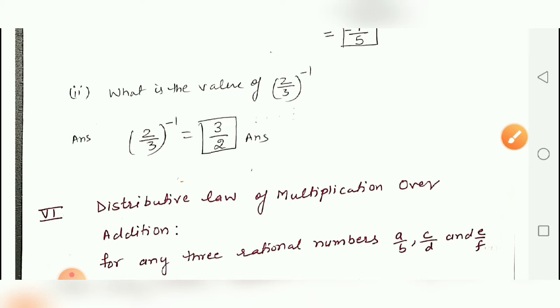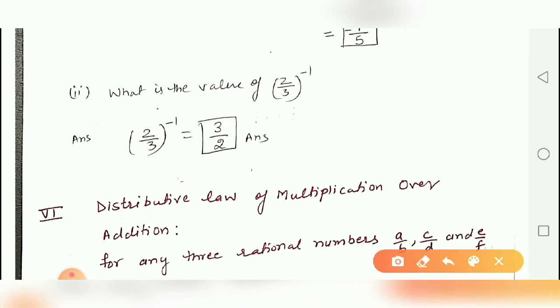Now in the next question, he is asking what is the value of 2 upon 3 raised to the power -1. As I have explained above, if the exponent is -1, it means that he is asking for its reciprocal. So we will write here its reciprocal as 3 upon 2.